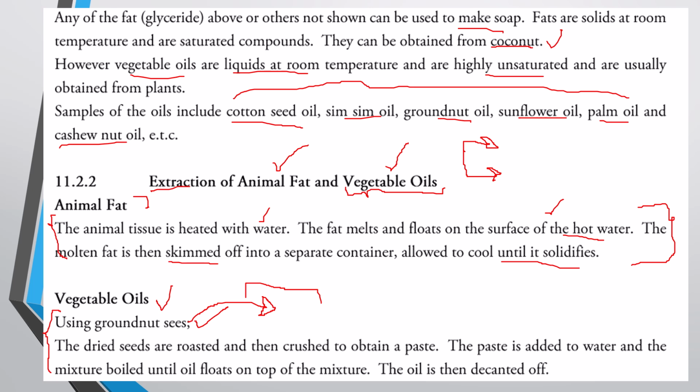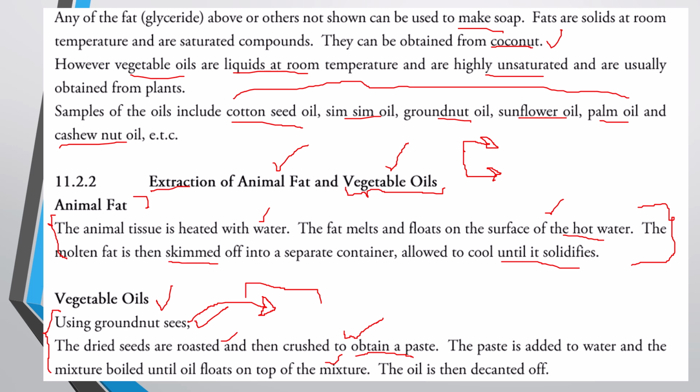Here we say that the groundnut seeds are got and dried. The dried seeds are roasted and then crushed to obtain a paste. You describe the same way you make that odi which you have already made at home with mom, or which you have already made for yourself. This paste is added to water and then the mixture is boiled until oil floats on top of the surface of the mixture, the paste together with the water.